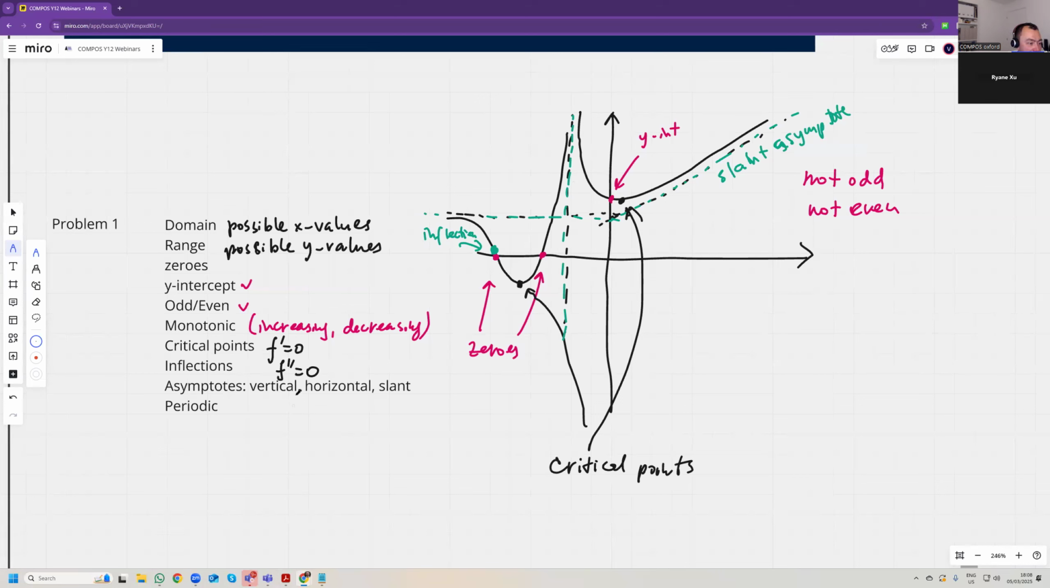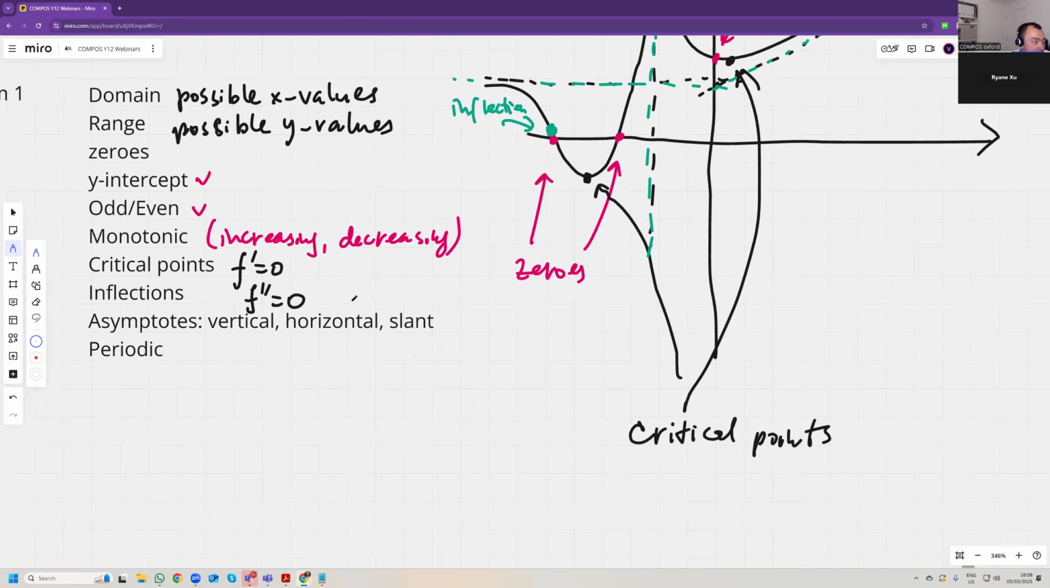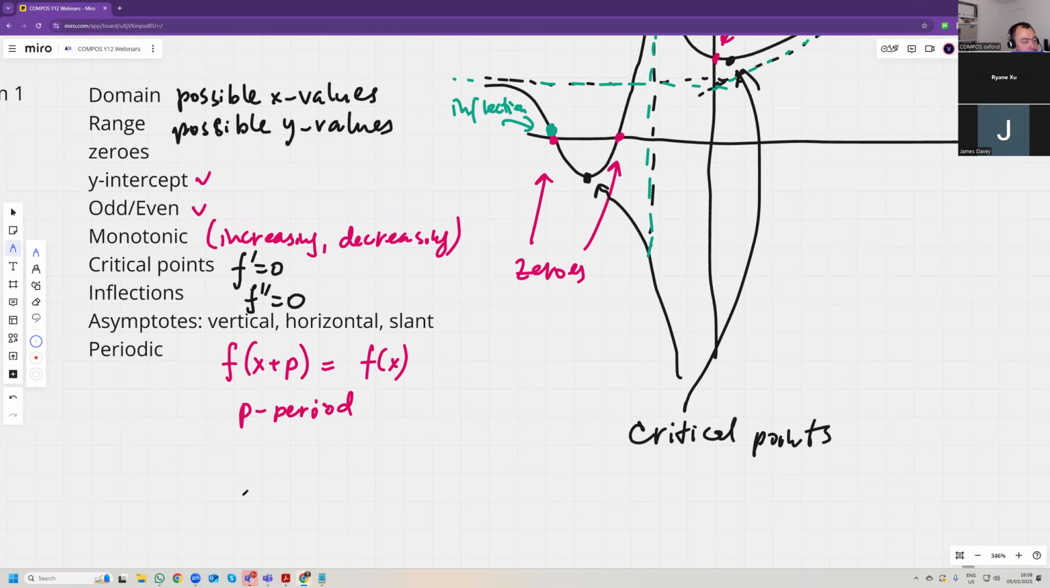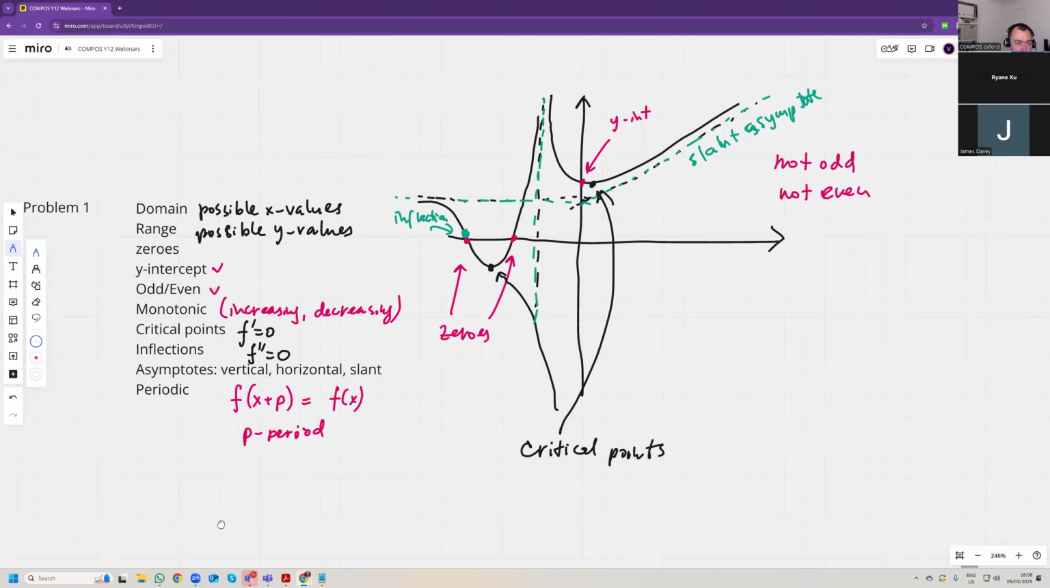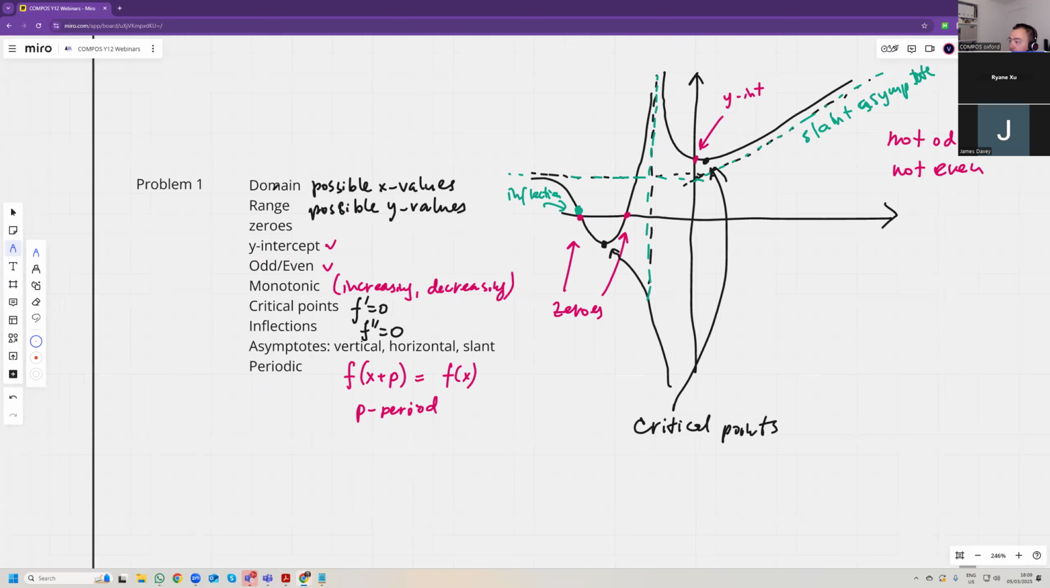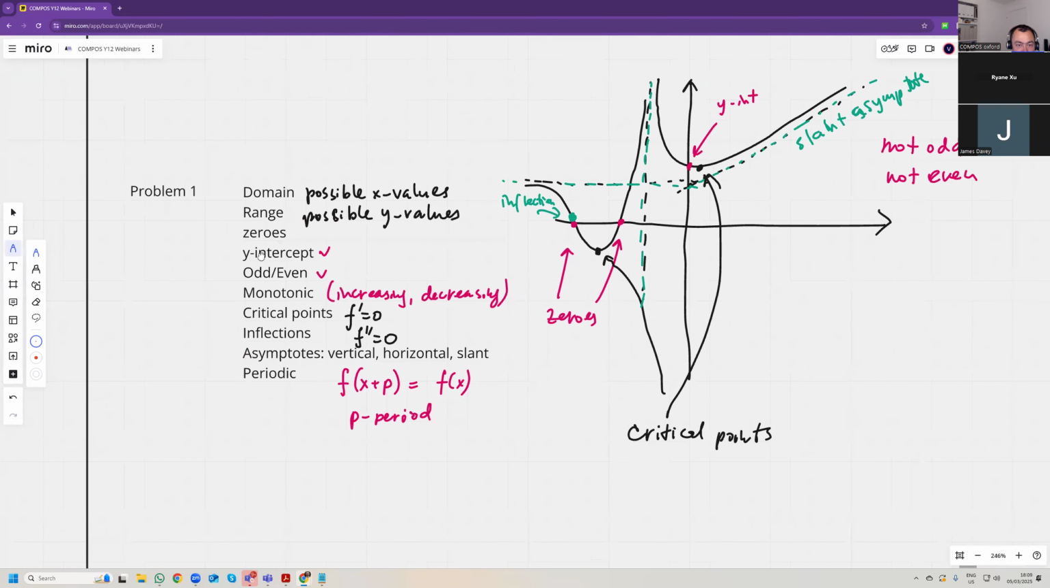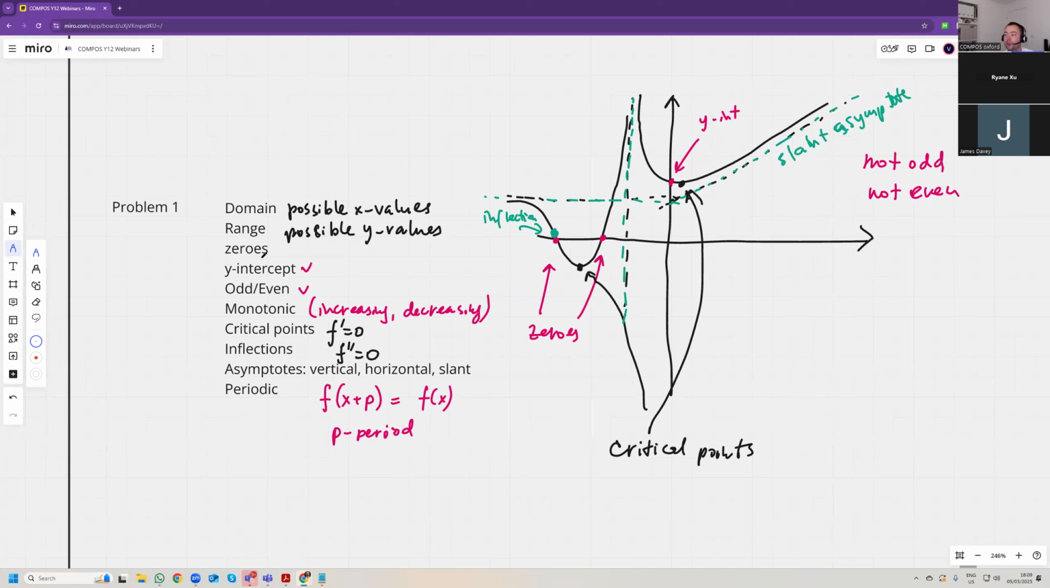Okay. And periodic functions repeat themselves after certain intervals. So a periodic function would look like this. f of x plus p equals f of x, where p is the period. Okay. Any questions? Any questions what these words mean? Do you understand the meaning of all of them? If you're not sure about some of them, please let me know.